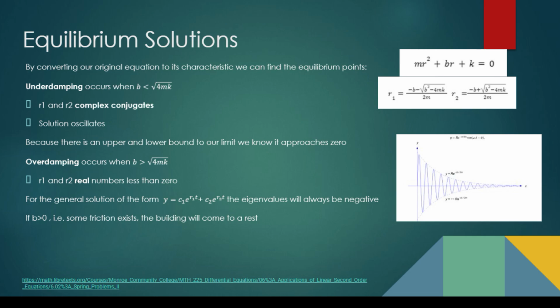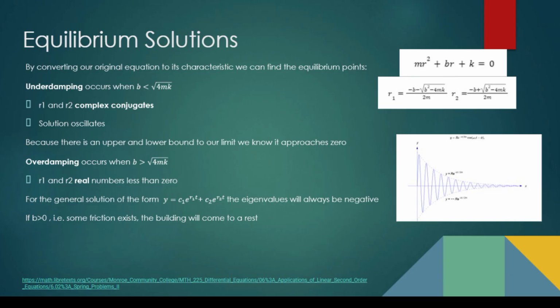Overdamping is going to occur when the value of friction is greater than the root of 4 times the mass times the stiffness. Here, the eigenvectors are going to be real numbers less than 0, that when plugged into the general solution of the form seen on the previous slide, we're going to get two eigenvectors that are straight lines that will be approaching 0. But because there's no sine and cosine, there will be no oscillatory behavior. The building will simply move from its horizontal displacement directly back to its equilibrium position at 0, 0 without overshooting it at all.